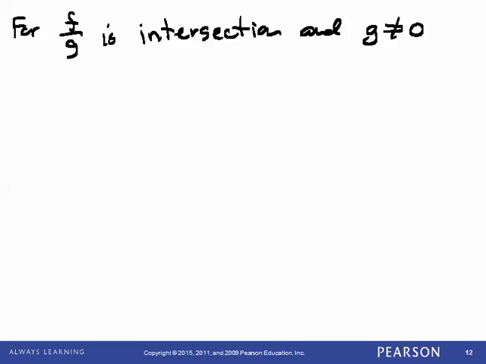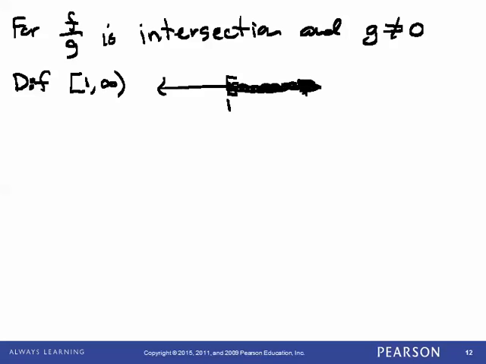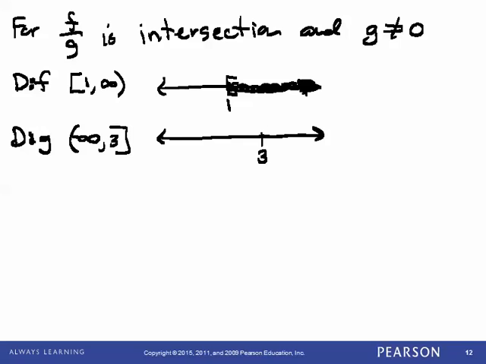Alright, so how do we do that? A lot easier just to go back to our original domain. Original domain for f was from 1 to infinity. The graph looks like this. Original domain for g was from negative infinity to 3. Graph looked like this. And the only thing we're going to change, we're not going to look at g equaling 0. We're going to look at g greater than 0.